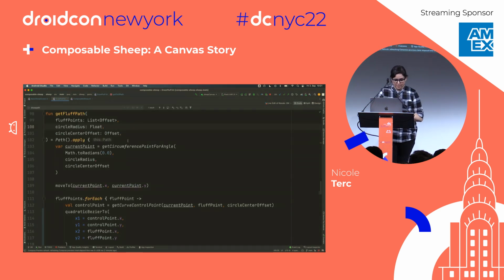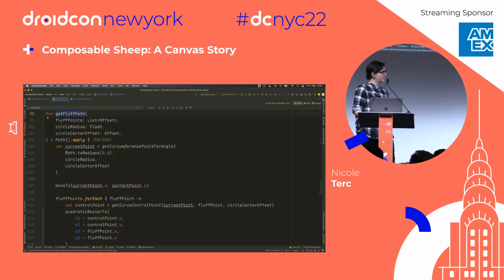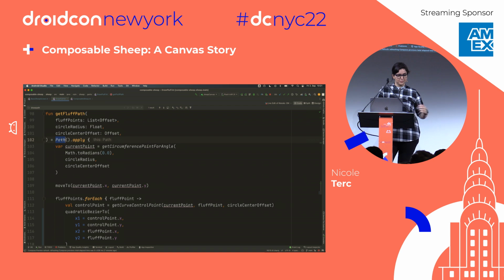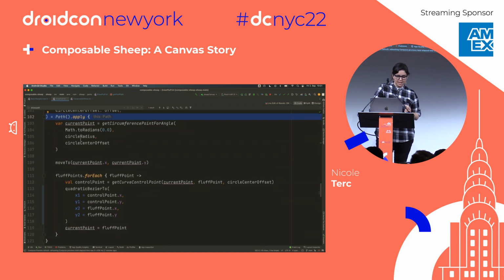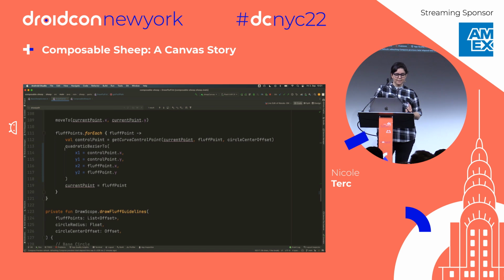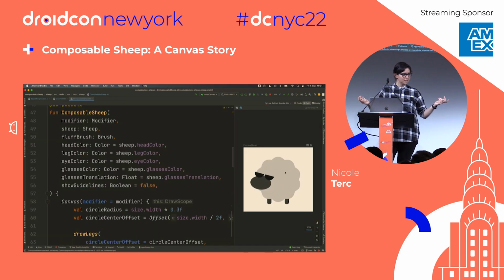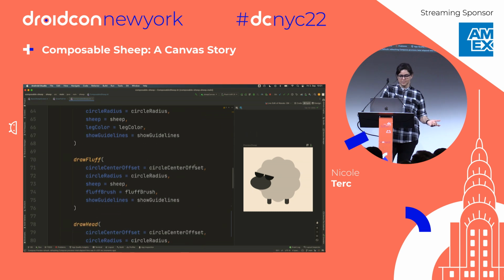And for that, I'm going to jump into my draw fluff. Here, this is actually code I'm already using for my Composable chip, where I obtain the fluff pad for my chip. As you can see, I'm just creating a pad, I am passing the apply, I am setting the initial point, and then for each of the fluff points that I have, I get a control point and draw a quadratic Bezier. And that's it. I'm just creating a quadratic Bezier for each of these points, and using that, I get a nice fluff.